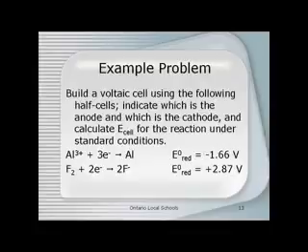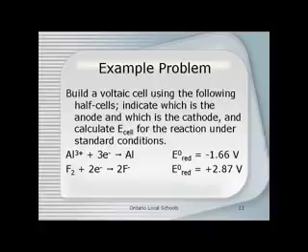Let's do an example problem. We're going to build a voltaic cell using the following half cells and indicate which is the anode and which is the cathode, and calculate the E for the cell for the reaction under standard conditions. The two half reactions we have here are written initially as reduction reactions. You can see that the electrons are added on the reactant side, and the products have more negative charge or less positive charge than the reactants.